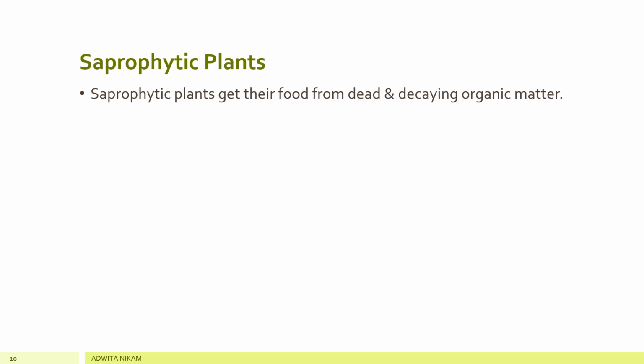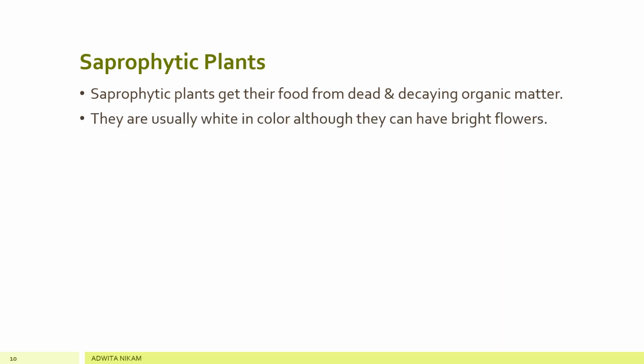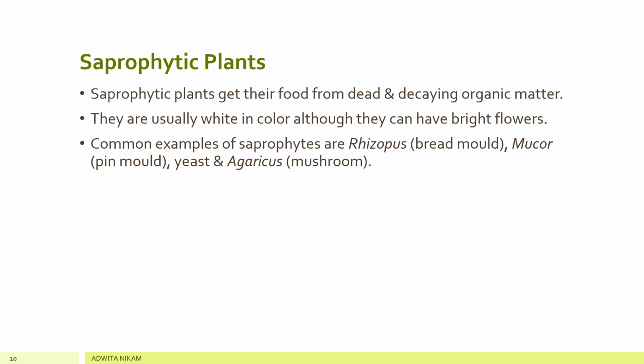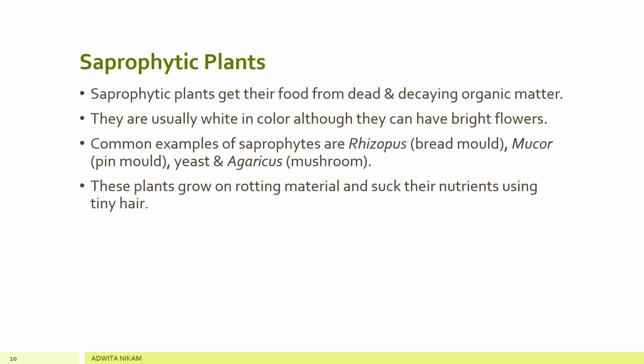Now we will study about saprophytic plants. Saprophytic plants get their food from dead and decaying organic matter. They are usually white in color, although they can have bright and colorful flowers. Some common examples of saprophytes are rhizopus, which is bread mold, mucor, which is pin mold, and yeast, and agaricus, which is mushroom. These plants actually grow on rotting material and suck the nutrients using their tiny hairs.